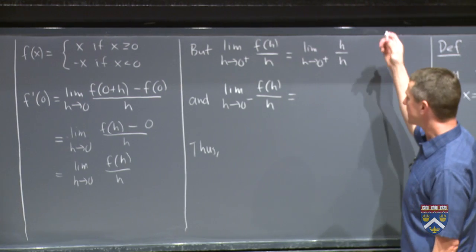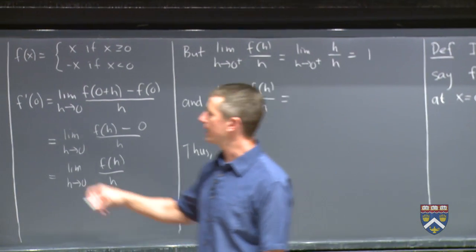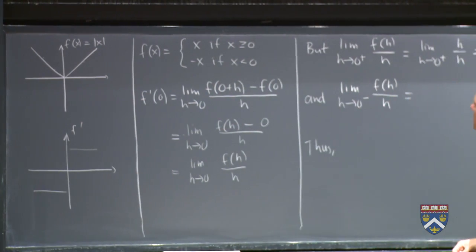But what is h over h? That's just 1. So that's probably what you expected, right? I've got a slope of 1, 1, 1, 1, 1 as I'm coming towards 0 from the right.